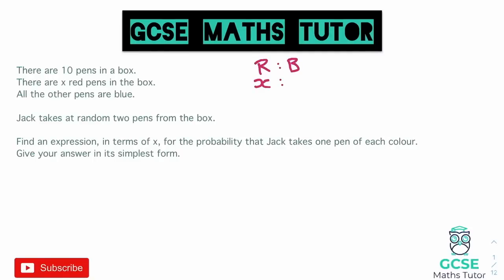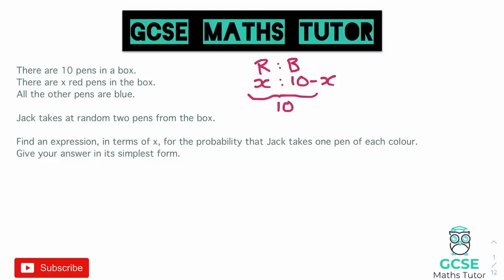For blue, we don't know at the moment, but we know that the total is 10 pens. So for blue, in order to get the amount of blue, we would take the total, which is 10, and we take away however many are red, and in this case red is X. So we would do 10 minus X, and that would be our total there for blue. Now that's going to allow us to create our fractions here for our different probabilities.